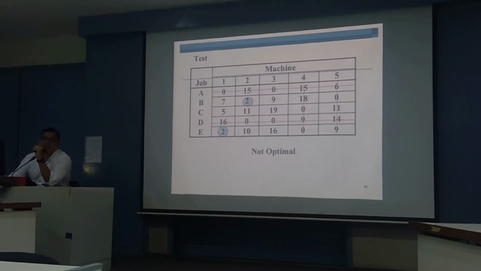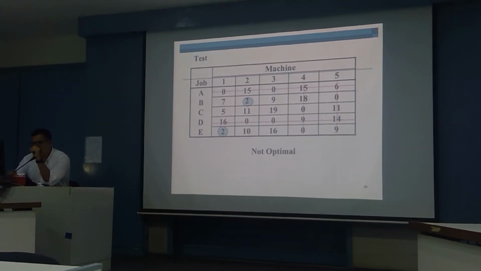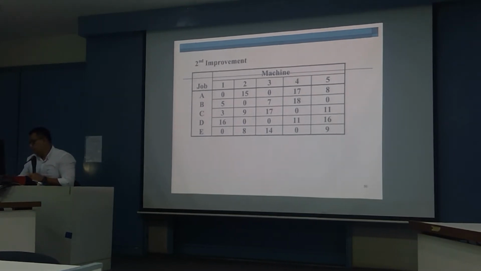We modify again. And finally, after we modify, we have this table. And then you draw the lines again. How many lines? That's 5, right? So we're done.